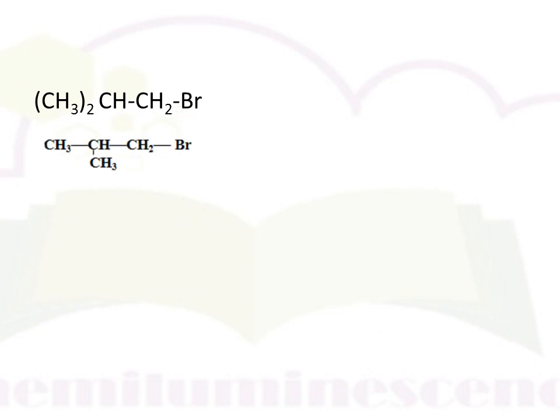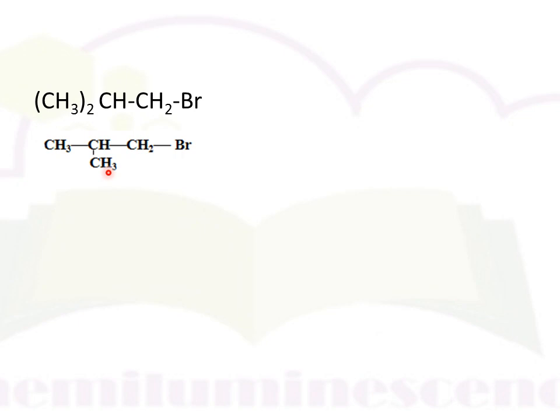See one more. This one, (CH3)2CHCH2Br. Let's first draw the open structure. This one is the open structure. Here you can see CH3, CH having one more CH3, then CH2Br. So first, find the name of this alkyl group. There are a total of 4 carbons and at the second carbon there is one methyl group.